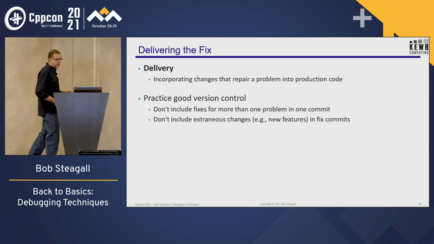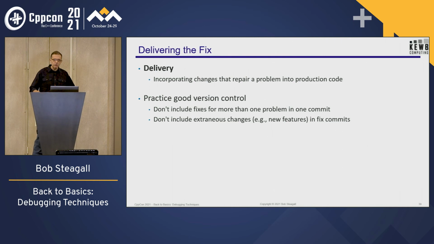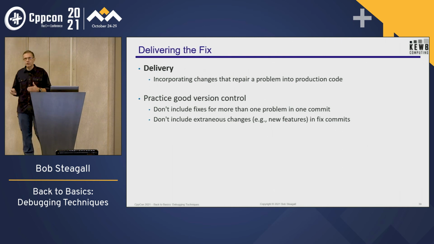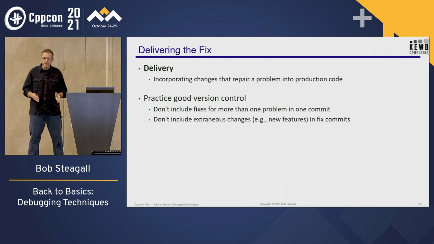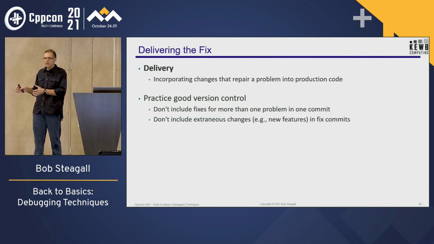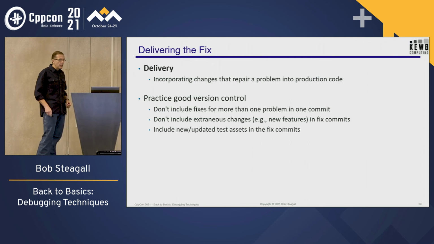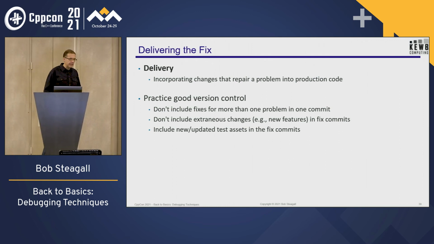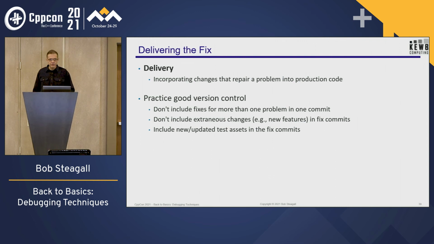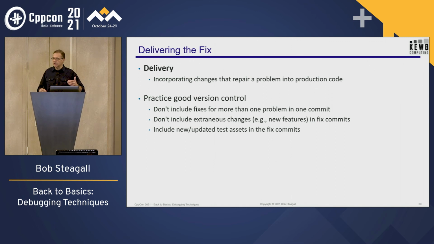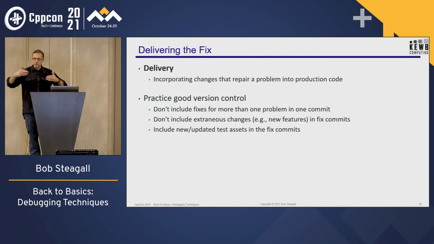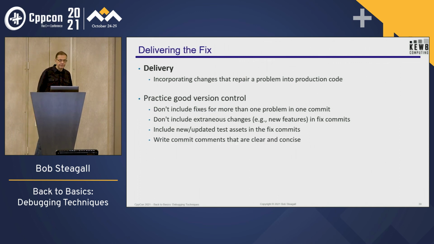Don't include extraneous changes. Don't do gold plating. Don't refactor. Don't add new stuff in your commits. Keep fixes and the commits for fixes separate from the commits for enhancements. Make sure that you include your new test assets, the new ones that you've written or the updated ones, in your fix commits, right? You want there to be that strong correlation between the change in the code and the asset that you've created that demonstrates the fix. And if you can manage, if your code base is such that you can commit both of those things at the same time, I strongly recommend you do that.